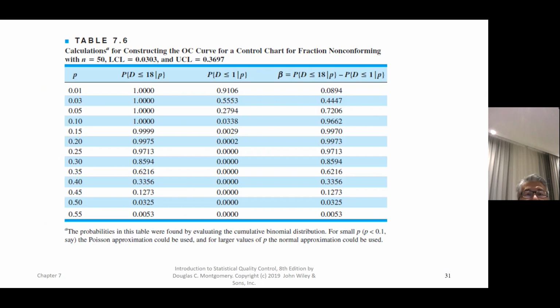With sample size N equal to 50, we take N times the lower control limit and N times the upper control limit. The probability in this table can be found by evaluating the cumulative distribution function of the binomial random variable. For small p, less than 0.1, the Poisson approximation can be applied. For large values of p, the normal approximation can be applied as well.